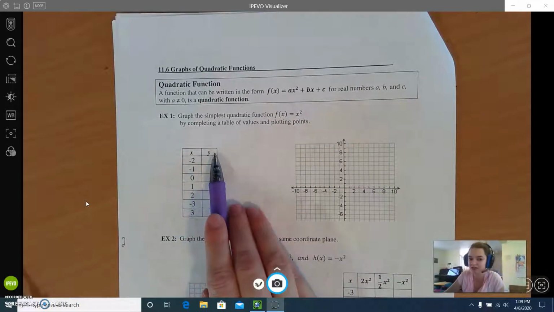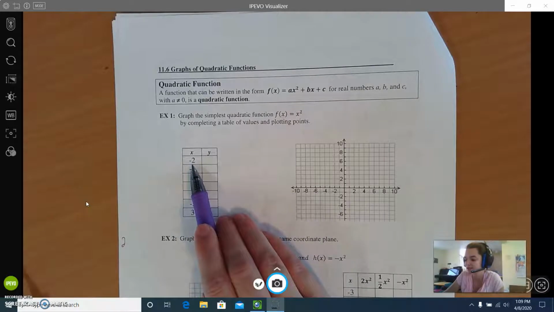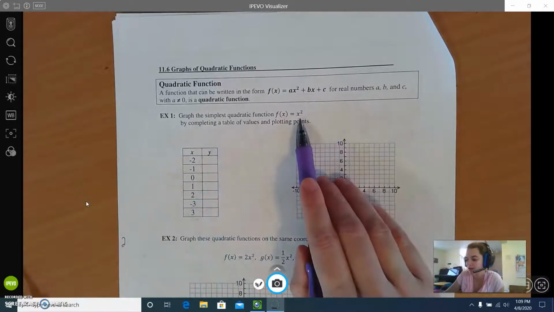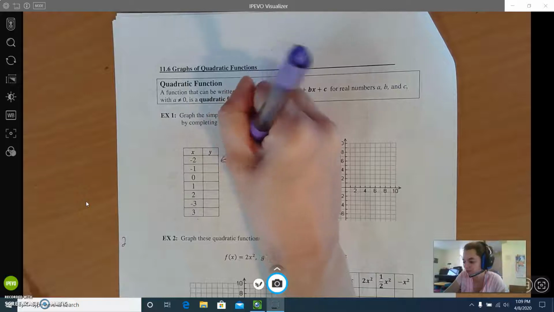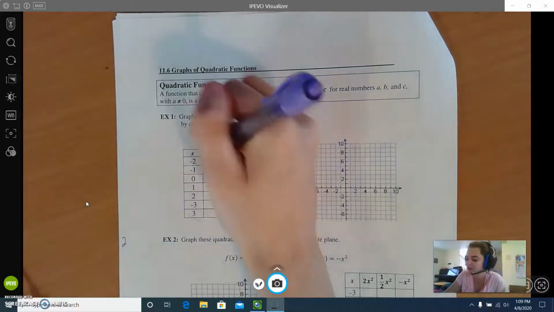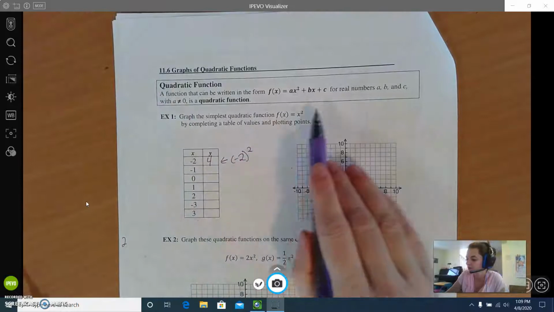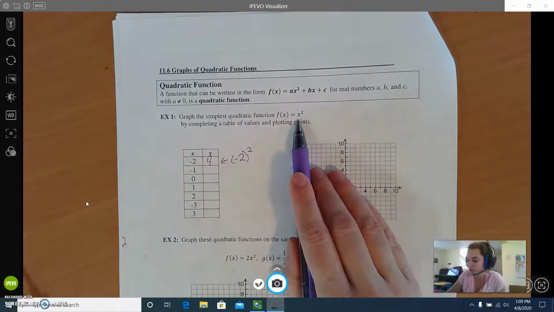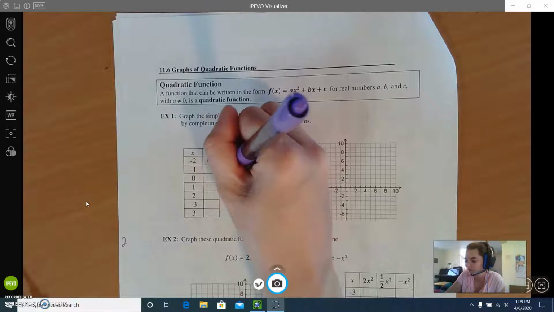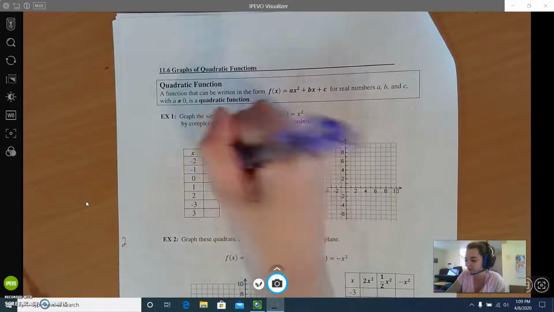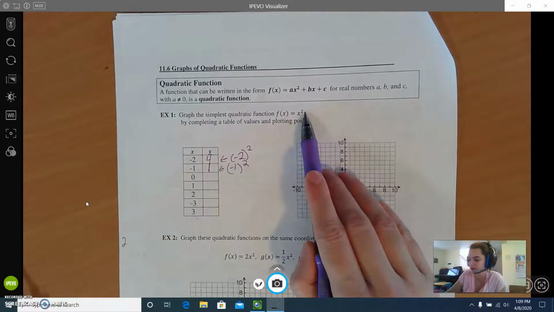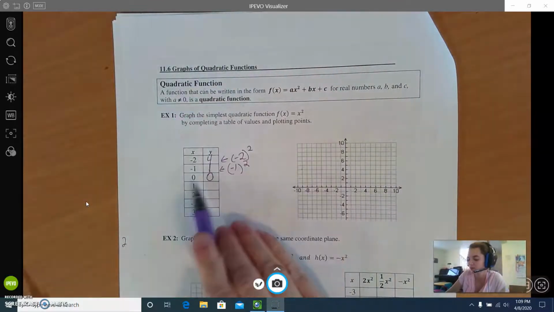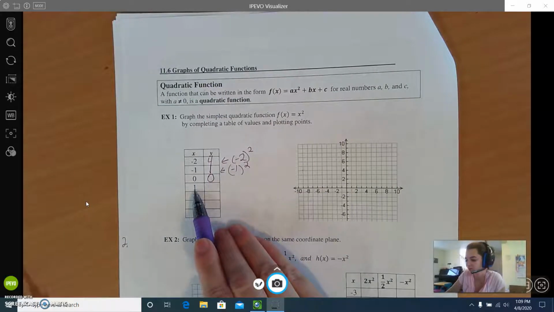We're just going to start with a nice little xy table. So when x is -2, what's y? I'm going to substitute -2 in for my x squared, and -2 squared, so that would be -2 times -2, which is +4. For -1, -1 squared would be -1 times -1, which is +1. If x is 0, 0 squared is 0. When x is +1, 1 squared is 1.